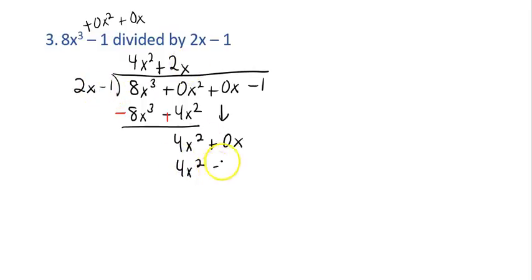2x times negative 1 is negative 2x. I'm going to change my signs and add down. The first ones go away, the second ones give me a 2x, and I bring down that minus 1.